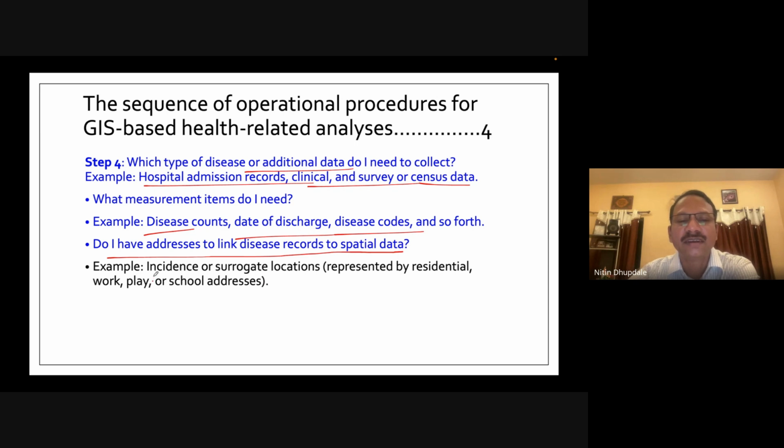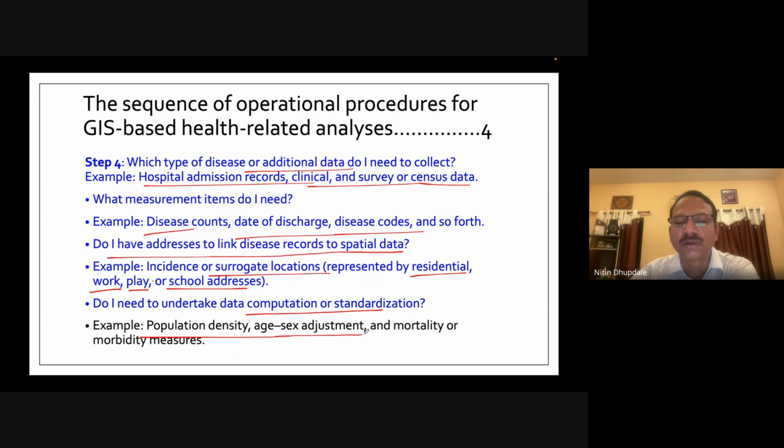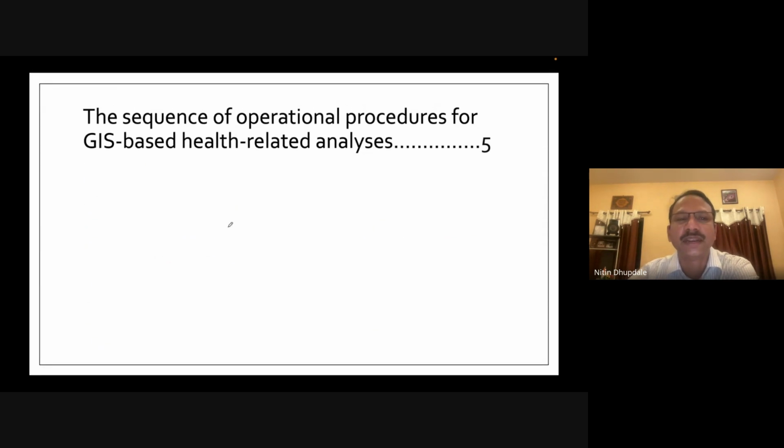Sometimes we don't use exact data location, we use surrogate locations. This is to ensure confidentiality. So we take the location of workplace or play school or other addresses, because sometimes it is a breach of confidence if we are sharing the location of the patient. So any standardization we need to do, we have to look into that. Various standardization adjustments we do to see that the data is properly formatted.